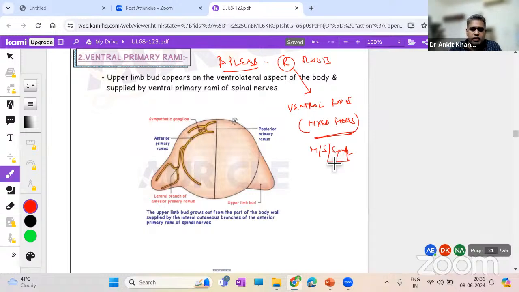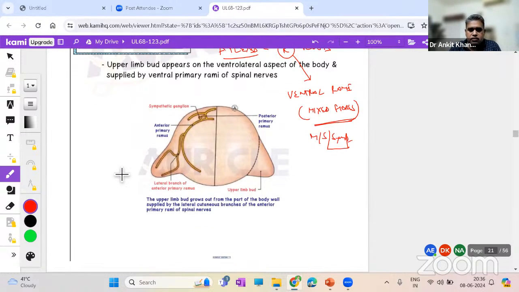So ventral primary rami: the upper limb bud appears on the ventrolateral aspect and is supplied by ventral primary rami. They are showing you over here how the ventral primary rami, this is the ventral primary rami, and they are showing the upper limb bud, how it is coming out. So the upper limb bud grows out from the part of the body wall supplied by the lateral cutaneous branches of the anterior primary rami of the spinal nerve. Right?